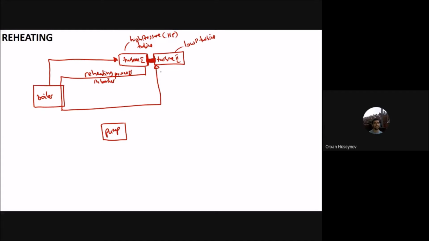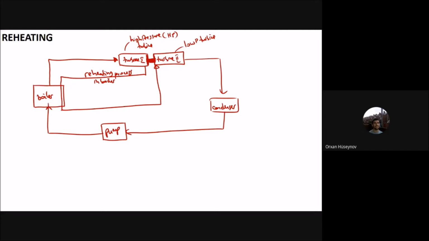By doing this, you are increasing the inlet temperature of turbine 2. This is the reheating process. And then from this turbine 2, you will again have the condenser. From that condenser, you will get the pump, and from that pump, again back to the boiler here. But you should keep in mind that this one is not mixed with the boiler. This is a different line here.